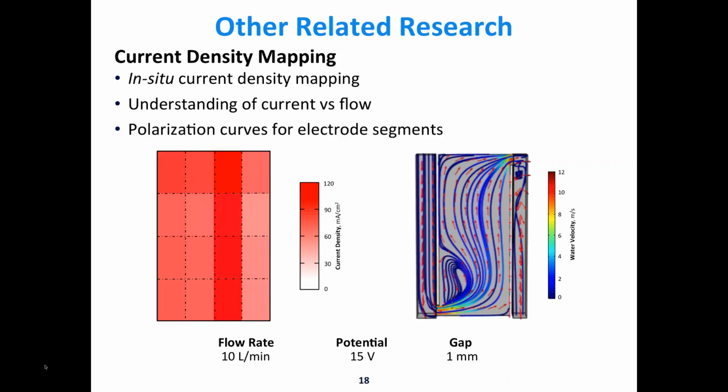So using this technique, on the left side you can see the current distribution, and on the right side you can see some CFD models we did of our reactor, and it was really nice because our CFD models really matched our current distribution results well. The areas that we saw were predominated by high velocity water were also occupied by areas of higher current density. So this gave us a lot of insight into how current is distributed along the electrode surface.